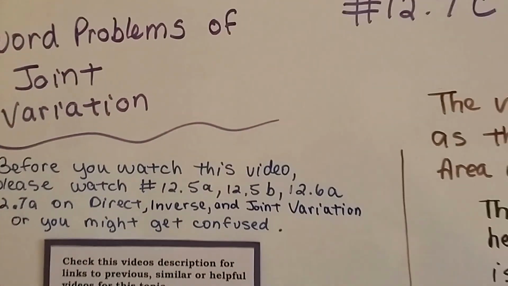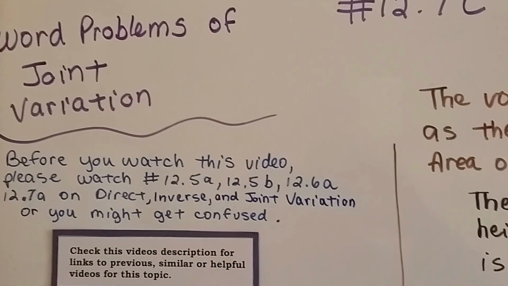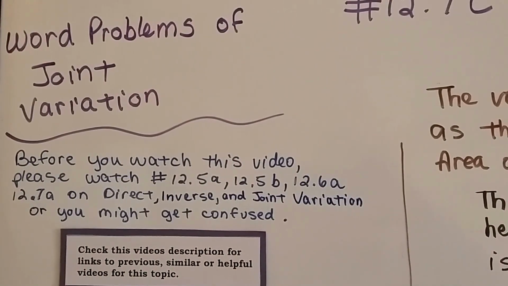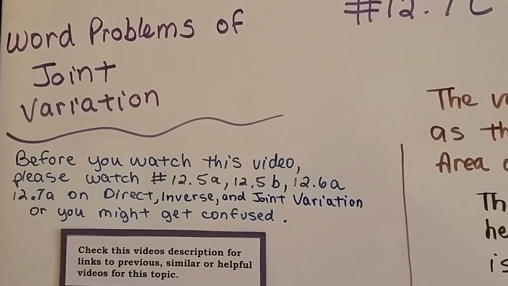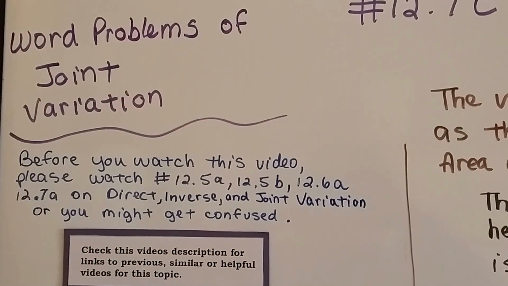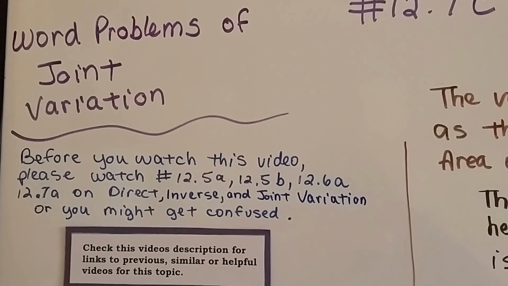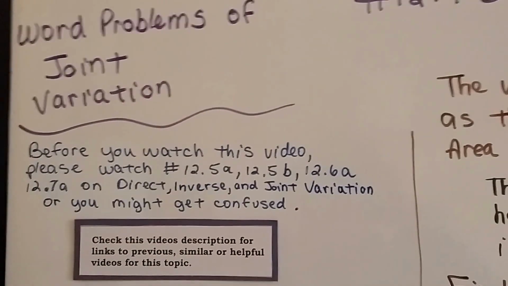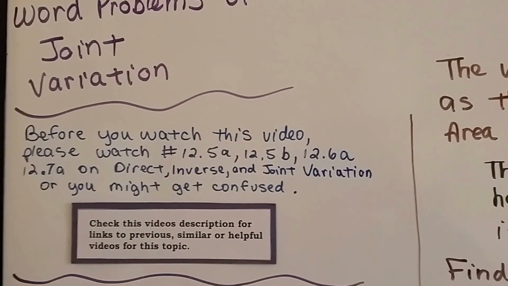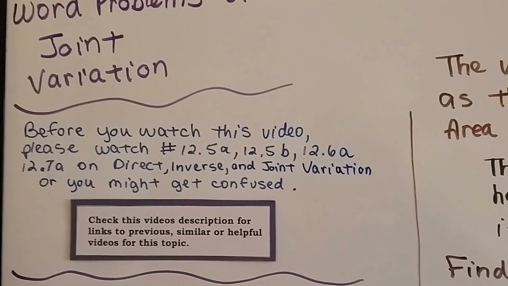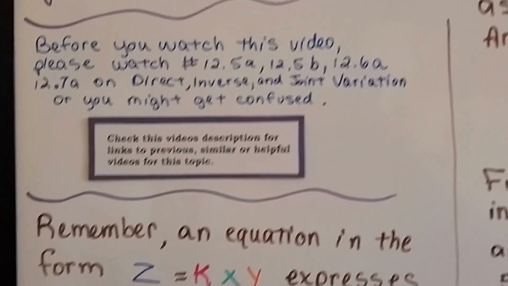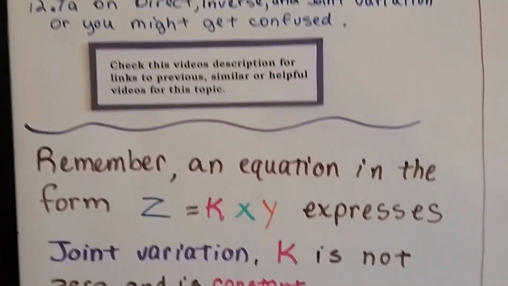All right, so for the last 6 or 7 videos, I've had to repeat myself here. Before you watch this video, you have to watch 12.5a, 12.5b, 12.6a, and 12.7a on direct, inverse, and joint variation. There's a couple in there that you don't have to watch where we talked about word problems, but you have to at least watch these basic ones that start with an A, all right? You're going to get confused, and it's because you missed out. You missed what we were talking about, okay? So you can just go to the description of this video, click on them, and watch them real quick.